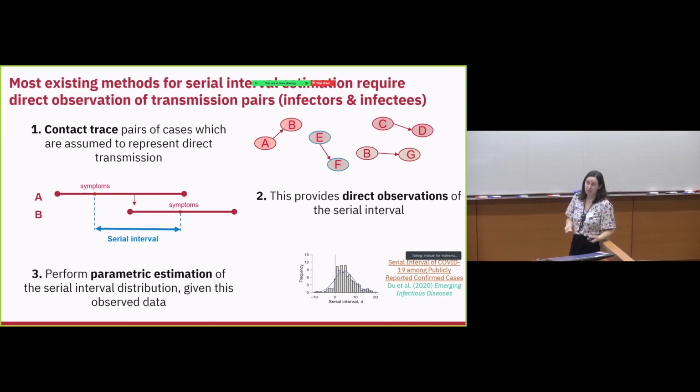Now the majority, or all to my knowledge, of existing methods for estimating the serial interval do not use genomic data. They require directly observing transmission pairs, infectors and infectees. So typically we would contact trace a bunch of pairs of cases, which we assume in most cases represent direct transmission from A to B, from C to D, and so on. This gives us direct observations of the serial interval, and then we can parametrically fit our favorite distribution to that, or do this non-parametrically, to estimate the population level serial interval distribution.